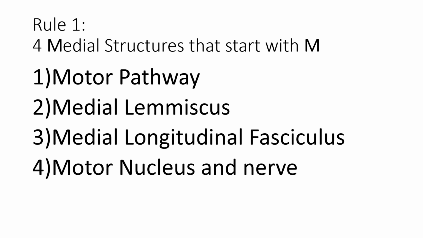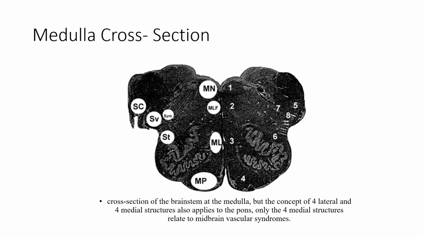So that rule number 1, 4 medial structures that start with M are motor pathways, medial lemniscus, that's spelled wrong, lemniscus, and medial longitudinal fasciculus, and our motor nucleus and nerve. Here's a nice picture of it for you, so you can look at the M's in the middle there. So see this little kind of dentate area? This is the inferior olive here. This is how we know that we're in the medulla if it didn't tell us that we're in the medulla. And then you can see the different S structures here that we'll look at in a second, off to the side or lateral. Let's check it out. There you go.